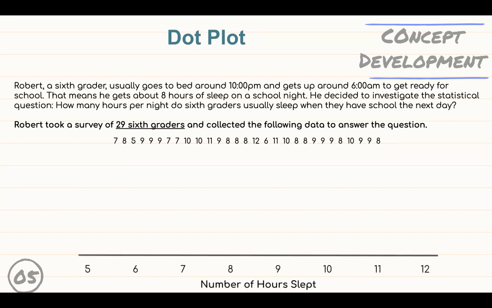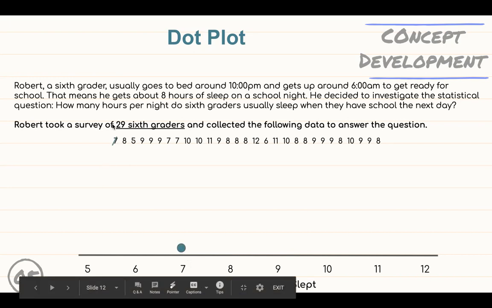So, I create a dot plot by putting the numbers that commonly appear: 5, 6, 7, 8, 9, 10, 11, 12. The first number in my data set is a 7. So, I put a dot over 7. And to help me, I cross out that number. So I'm going to quickly get the rest of them done.